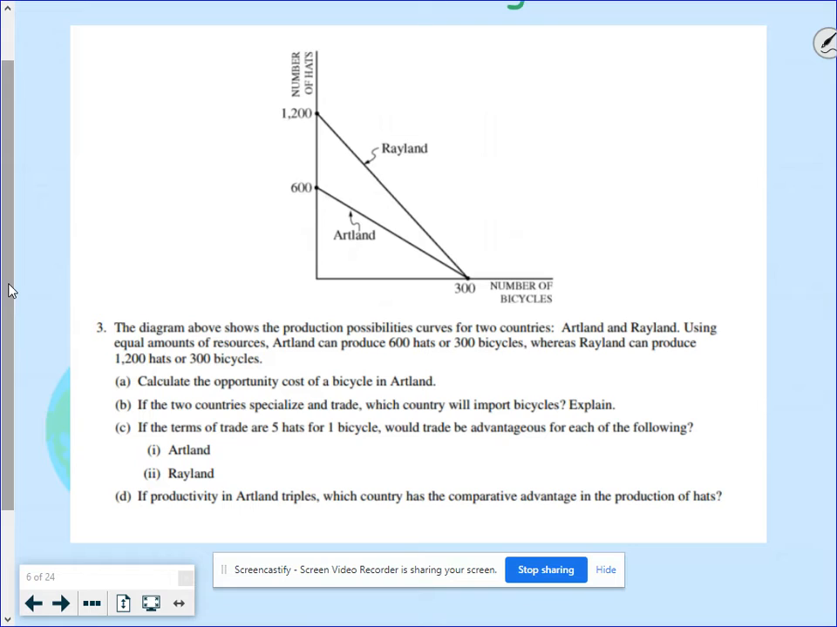Okay, first things first, I would put the numbers in a table before doing anything else. Okay, begin. I'll give you about 10 minutes. When productivity triples, does that mean the supply multiplies by 3? Yes. Okay, but just for Artland. Just for Artland.